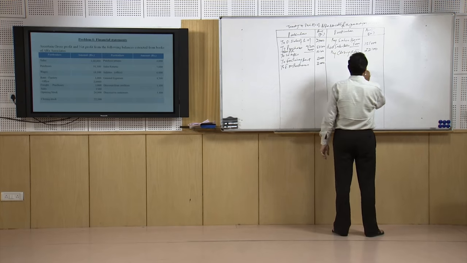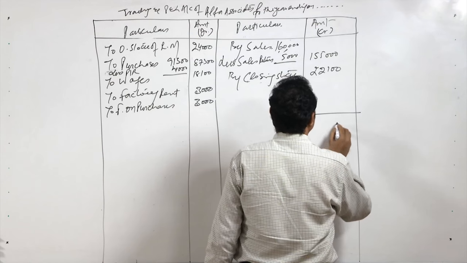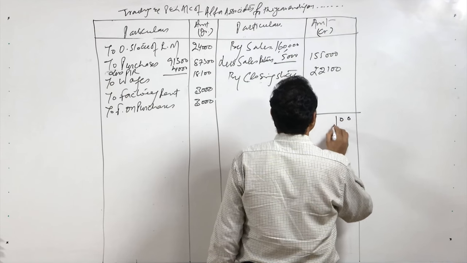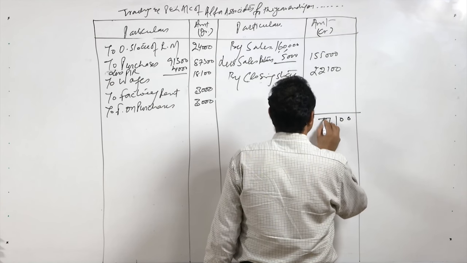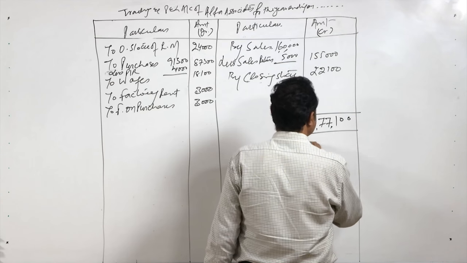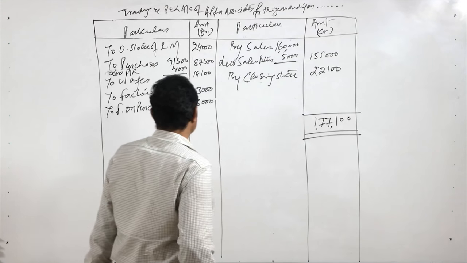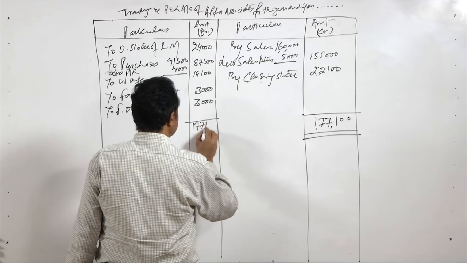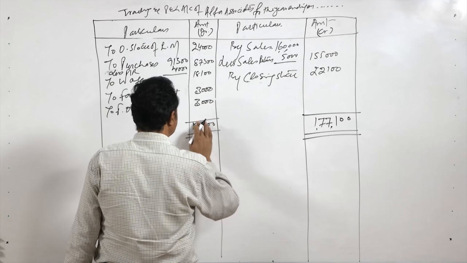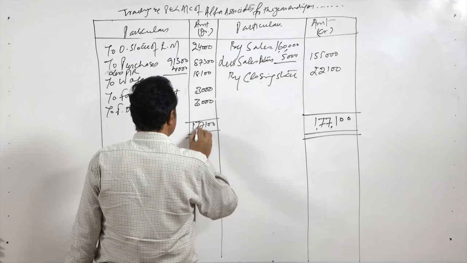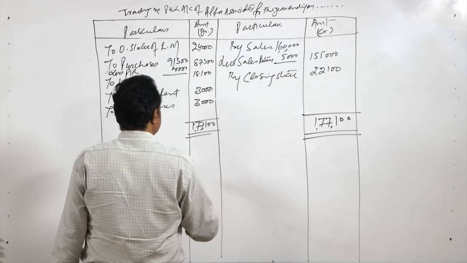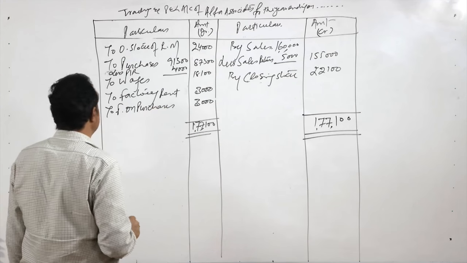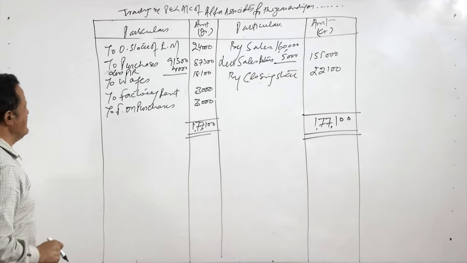Normally this side should be bigger. So it is 1,77,100 rupees. I think this side is bigger. So it is 1,77,100. Now, the difference we will see, we will have to total the other side on a different paper.